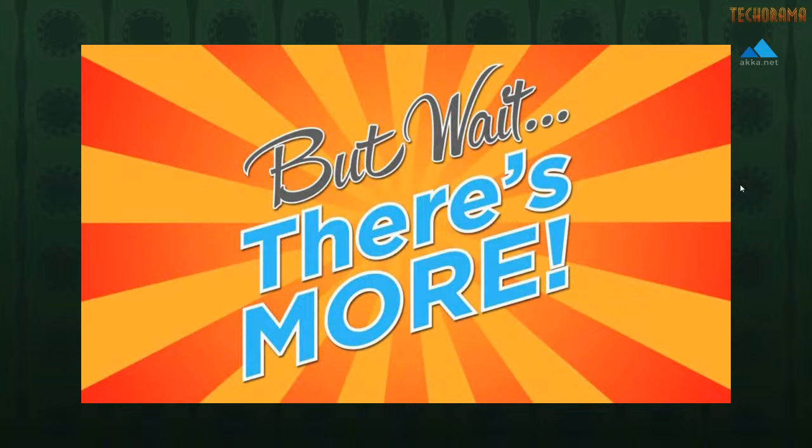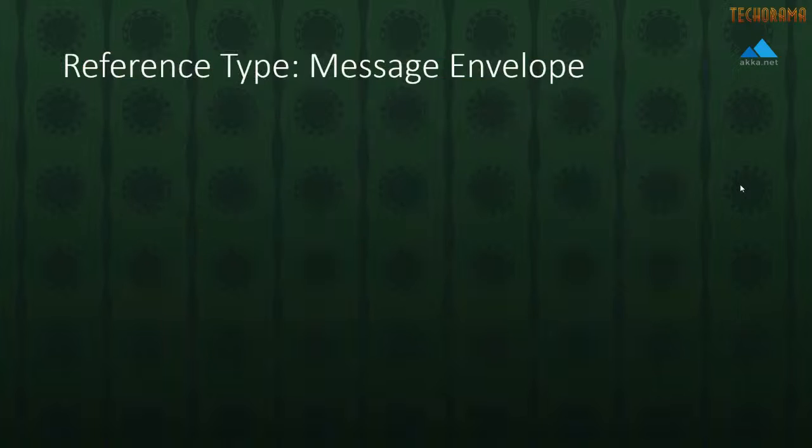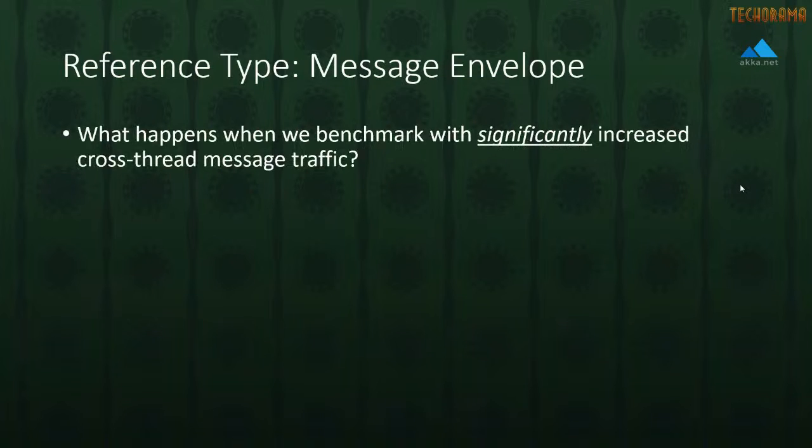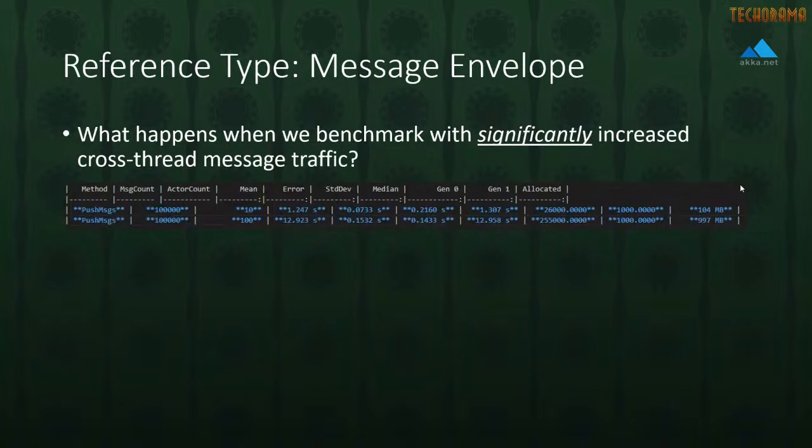I didn't come up with this myself. Another contributor on the Akka.NET team told me, hey, Aaron, before you consider this change, you should really try running a multi-threaded benchmark on that code. And so I said, sure, let's check that out. So what happens when we significantly increase the amount of cross-thread message traffic?